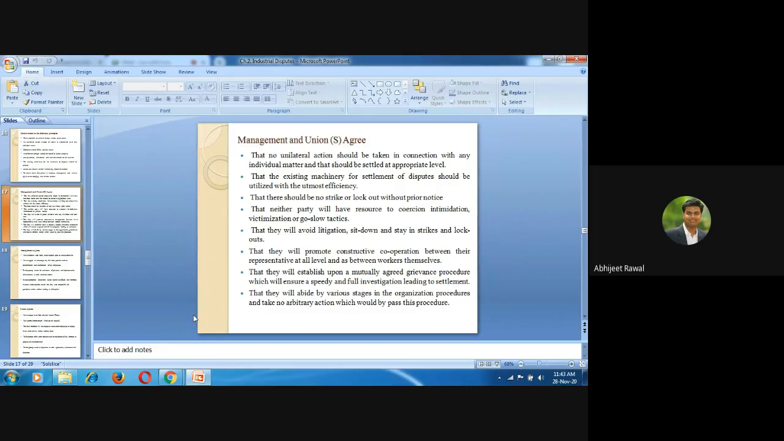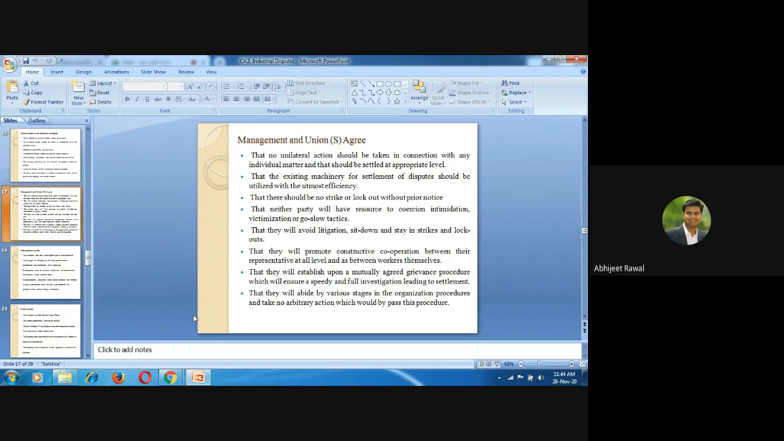Union cannot do any kind of lockout. Union cannot go for a strike without a prior notice. कोई भी चीज का आपको एक prior notice always company को देना होता है. They have to give some intimation. Again, they have to avoid litigation. You cannot take legal actions against organization. Again, organization cannot take legal action against employee. Okay, sit down strike आप नहीं कर सकते, lockout strike नहीं कर सकते, stay in strike नहीं कर सकते.